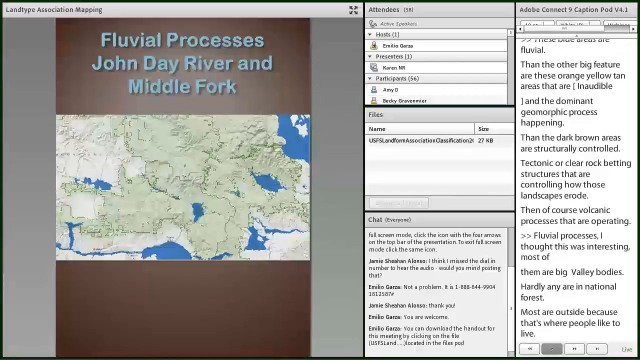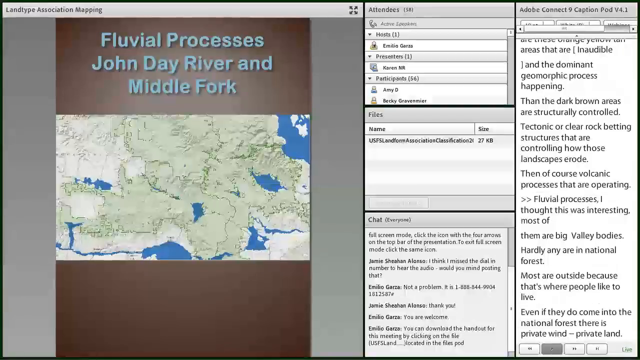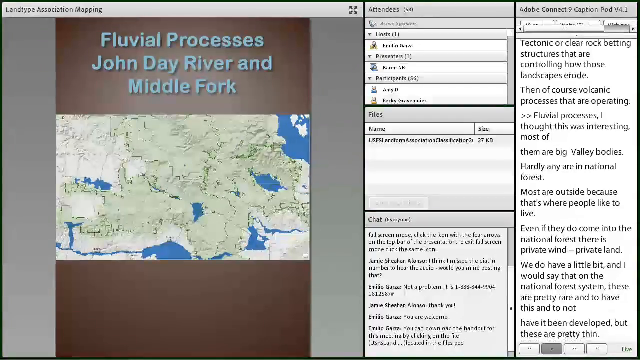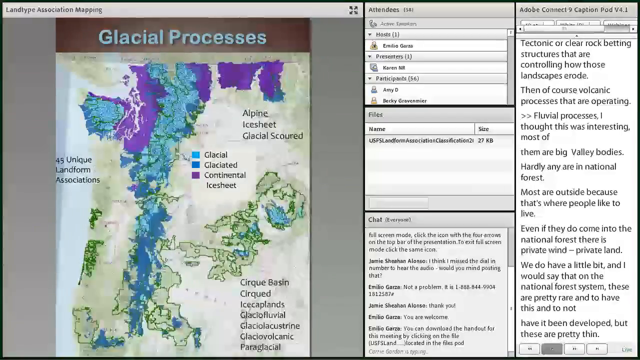So we do have a little bit, like up here, this is the middle fork of the John Day. But I would say, even over here, another portion of the John Day, on the national forest system, these are pretty rare. And so to have this and to not have it been developed, though it's probably been grazed, these are pretty rare. So I wonder if we should be respecting those and protecting them a little bit more than we are. So highlighting the glacial processes.